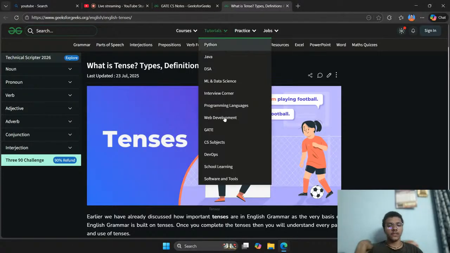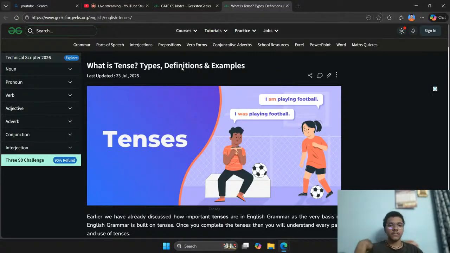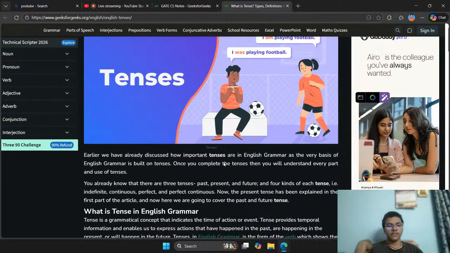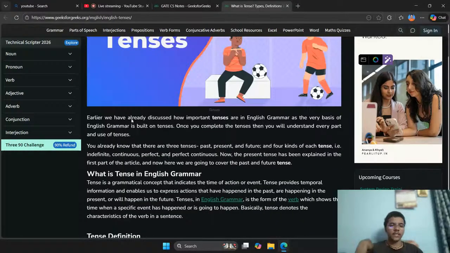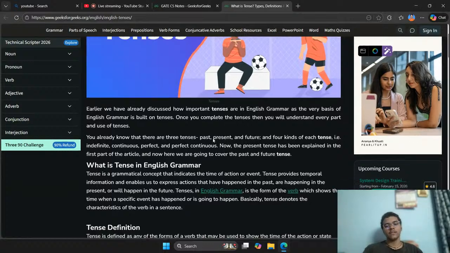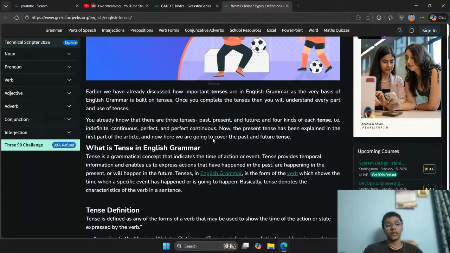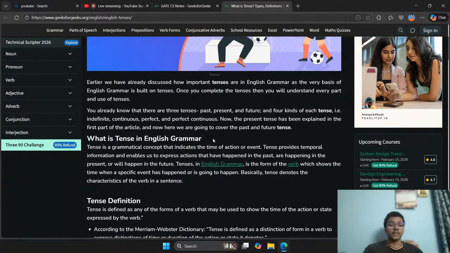Having said that, what is tense? Types, definitions, examples. Earlier, we have already discussed how important tenses are in English grammar, as the very basis of English grammar is built on tenses. Once you complete the tenses, then you will understand every part and use of tenses. You already know that there are three tenses: past, present, and future, and four kinds of each tense. That is indefinite, continuous, perfect, and perfect continuous.